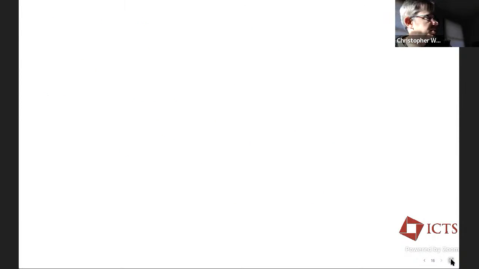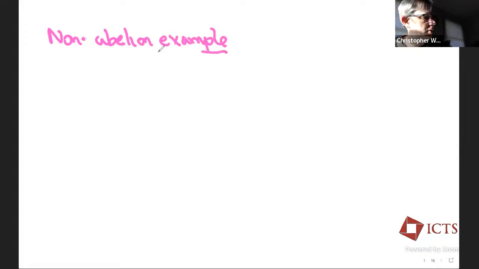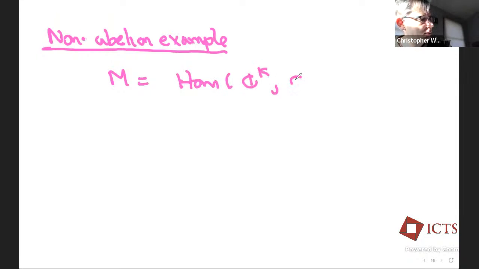Let me give another example. This is a non-abelian example. I can take the Grassmannian, and I can think of it as the symplectic quotient of the space of homomorphisms from C^k to C^n.